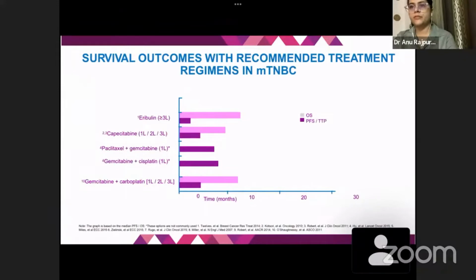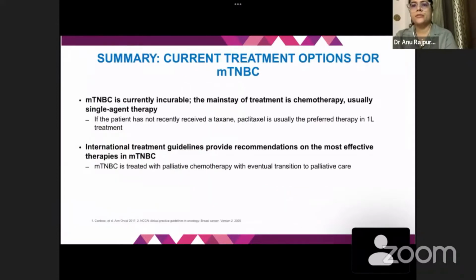So these are the survival outcomes with the recommended treatment regimens in metastatic triple-negative breast cancer. We can see the OS and PFS. To summarize, metastatic TNBC is currently incurable. The mainstay of treatment is chemotherapy, usually single agent therapy. Double agent can be used based on certain parameters.